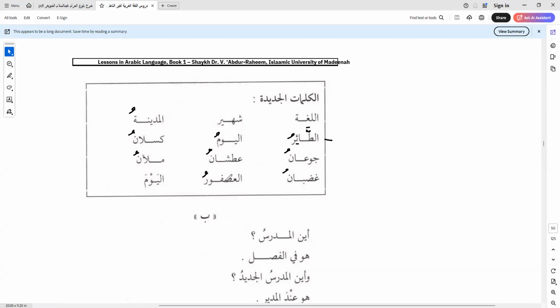العصفور, a sparrow. A sparrow is a kind of bird, right? Sparrow can be dark brown or light brown. Sparrow is a global bird. They are almost everywhere. اليوم. So these are the words that we ended the last episode with.